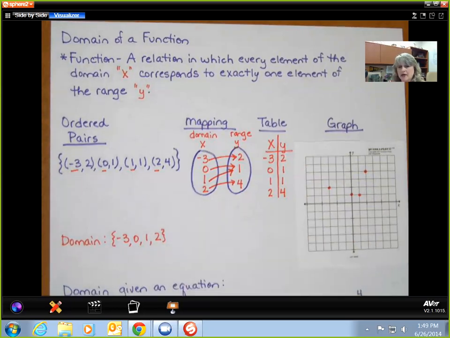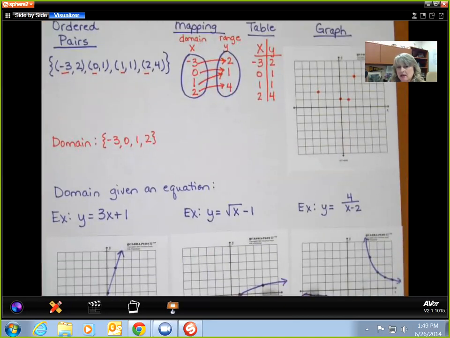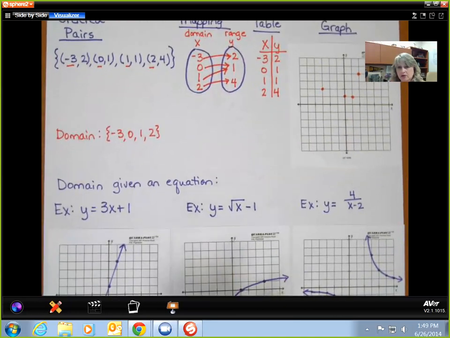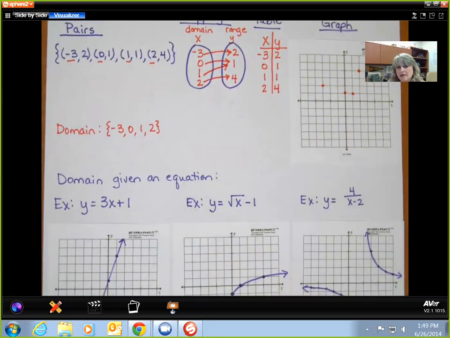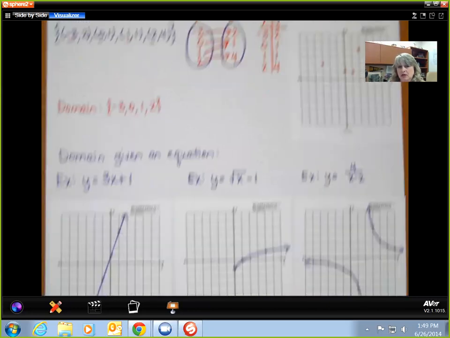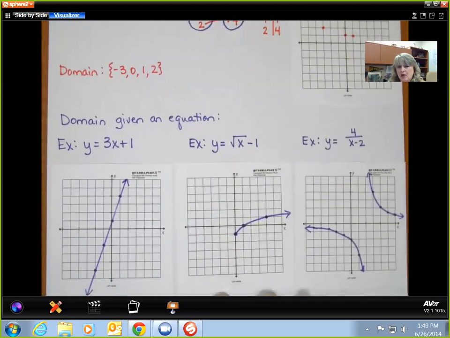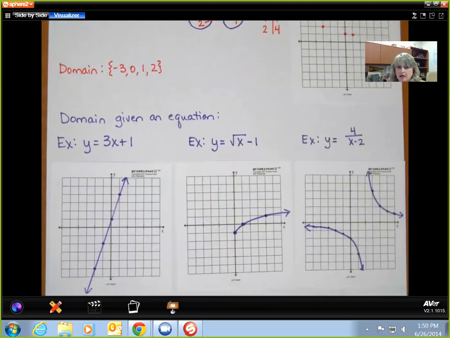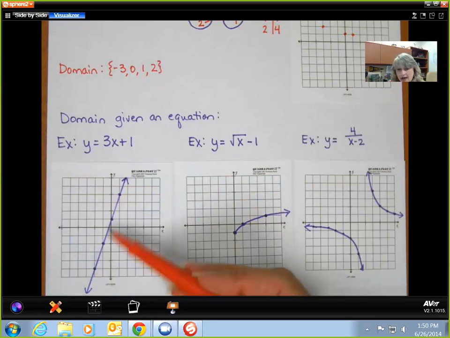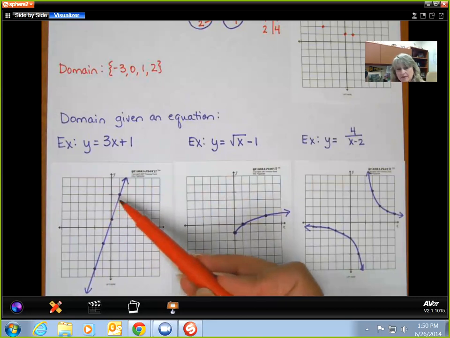All right, now the problem is that we're not always given ordered pairs or a mapping or a table or a graph that looks like that. Sometimes we're given an equation. So it's better for us to look at that equation to determine the domain. Again, the domain are your x values. So the first example, we have y equals 3x plus 1. We notice this is a line. It has a y-intercept at 1 and a slope of 3.